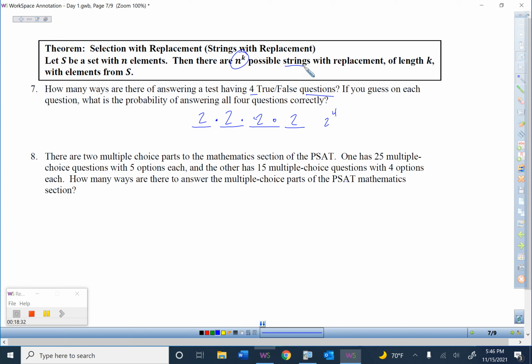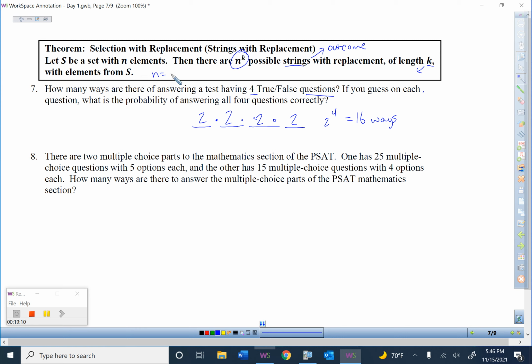First of all, I want to talk about the word string. That word string is just an outcome. So when we're talking about this 2 to the 4, we get 16 total outcomes, or total ways to answer this test. So a string would be one way to answer the test, like true, true, true, true. But it says of length k, well, the true, true, true, true was length 4. K really is talking about how many times you're repeating the selection. The number of elements is really how many choices you have.